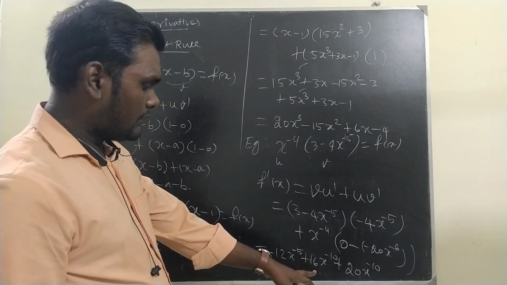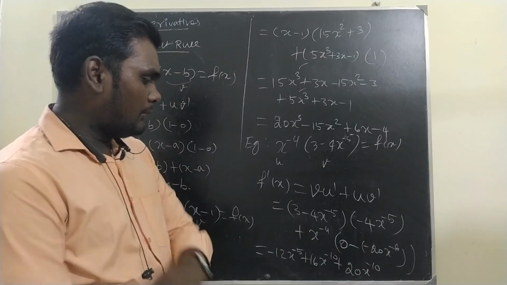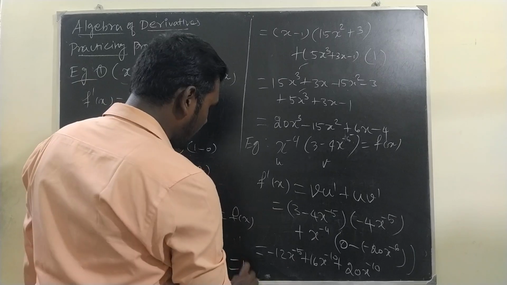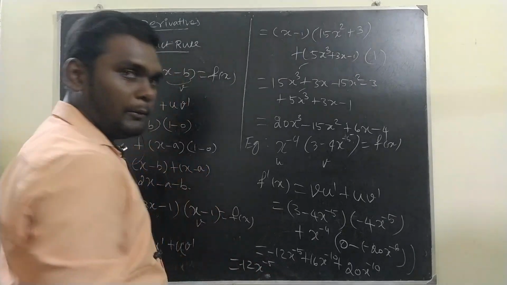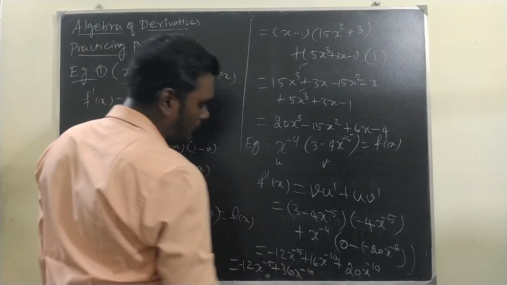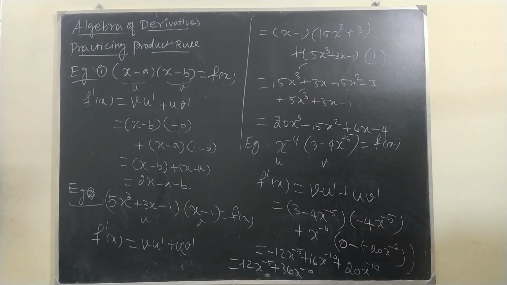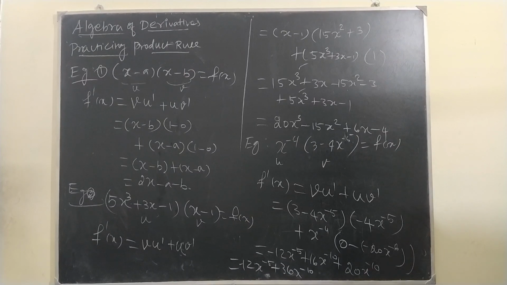What is that 6? 4 into minus 6, okay, that is minus 10. Now like terms we can add, that is minus 12 x power minus 5 plus 36 x power minus 10. Is this the answer we got previously? Minus 12 x power minus 5 plus 36 x power minus 10.